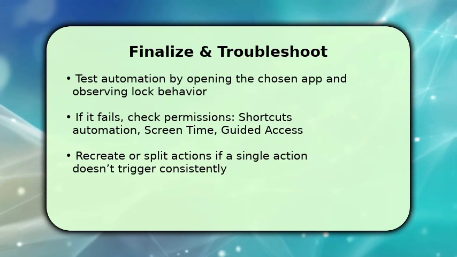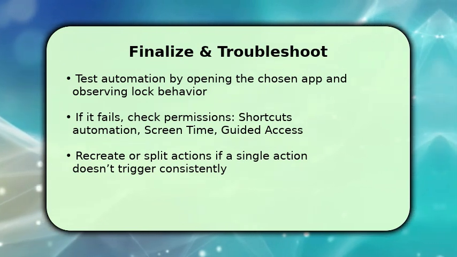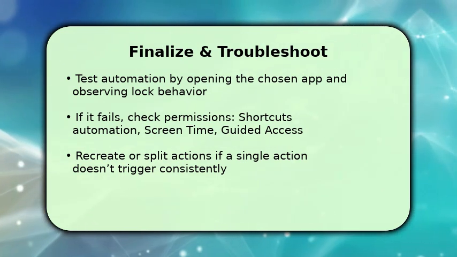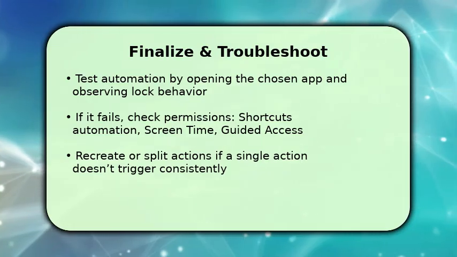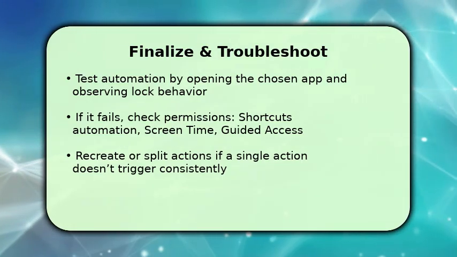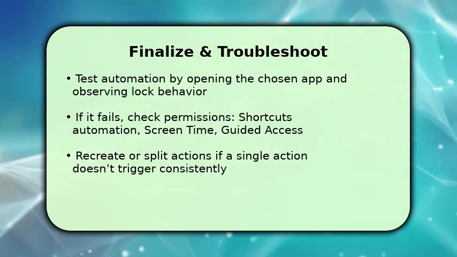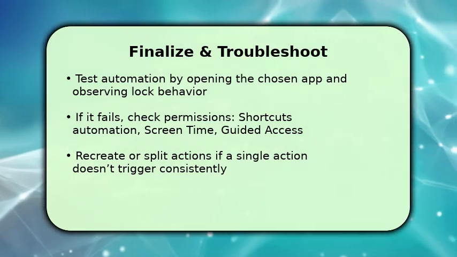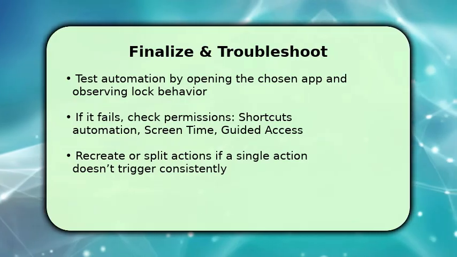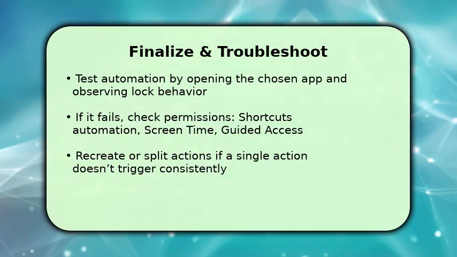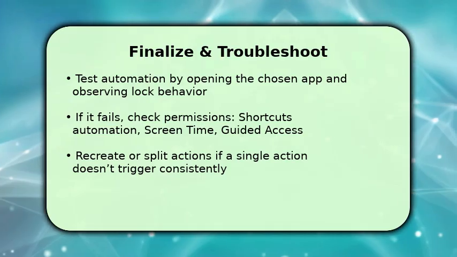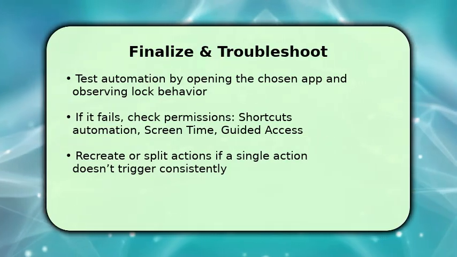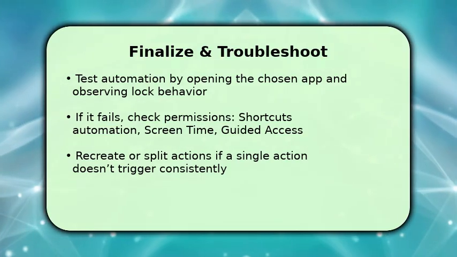If nothing happens, make sure Shortcuts has permission to run automations and that guided access or screen time settings aren't blocking actions. If the lock screen action isn't present, try creating a small helper shortcut that the automation runs instead. One key troubleshooting tip: if automation is intermittent, recreate it and remove extra actions. Simpler chains run more reliably, so keep only what's necessary.